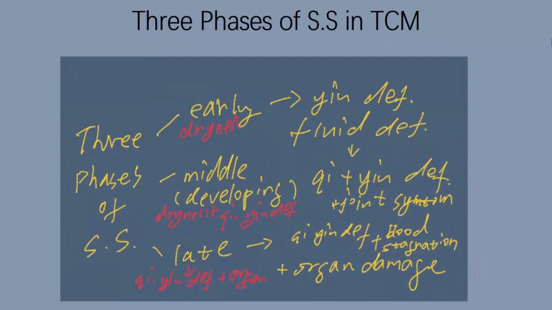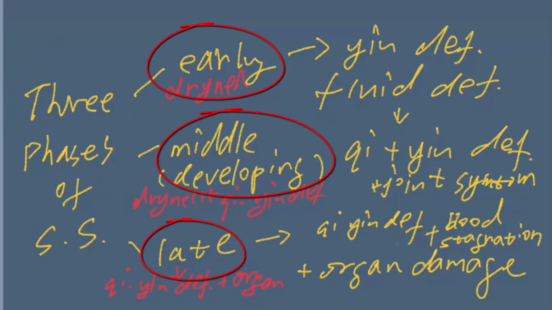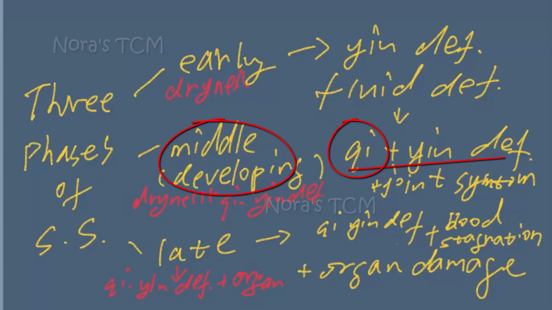Part 2. 3 phases of the Sjogren syndrome in TCM. Before we discuss the case, we have to know the very basic 3 phases of a Sjogren syndrome in TCM pathogenesis. It is classified into early phase, middle phase, or we call it developing phase, and late phase. In early phase, there's obvious yin deficiency or body fluid deficiency. In middle phase, or we say developing phase, there's a qi and a yin deficiency. So it's a combination of the qi and yin both, and sometimes complete with joint systemic symptoms.